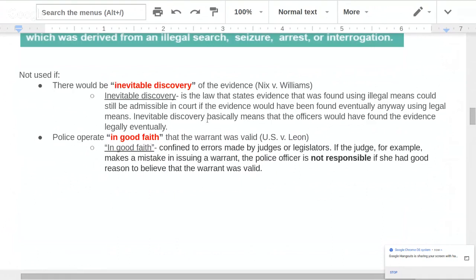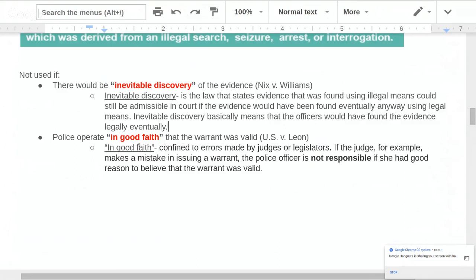There is the inevitable discovery, which is the law that states evidence that was found using illegal means could still be admissible in court if the evidence would have been found eventually anyway using legal means. If you don't quite understand the definition, it is kind of hard. You can go online. There should be a better story example of how inevitable discovery would be applied. It just basically means that the officers would have found the evidence legally eventually.